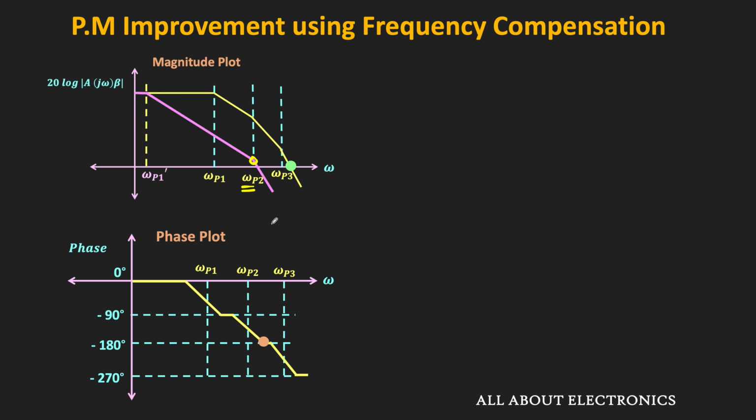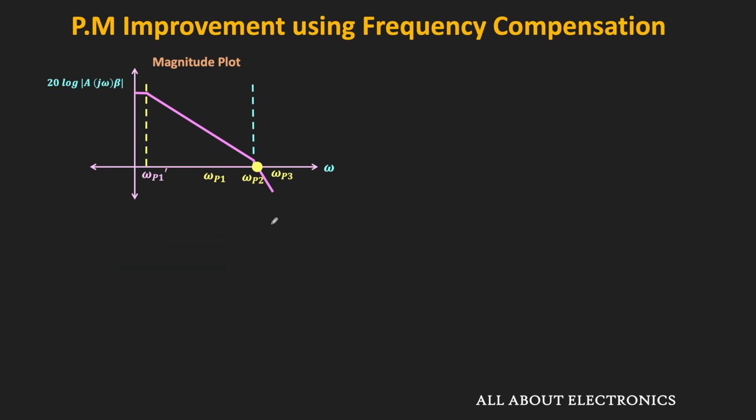Now if you see, this magnitude plot will cross the 0 dB line a little earlier. Or in other words, this gain crossover frequency has been shifted towards the left-hand side. With the change in the position of this dominant pole, the phase curve will also change. So now, let us see the corresponding phase plot.